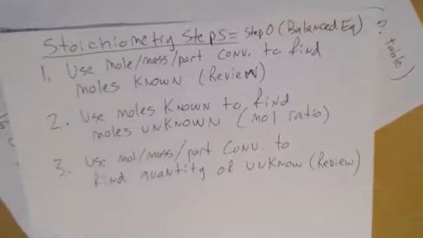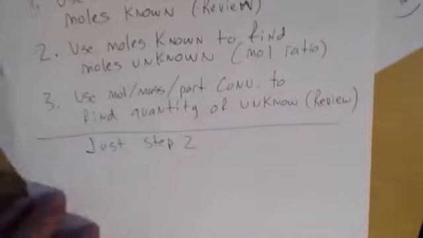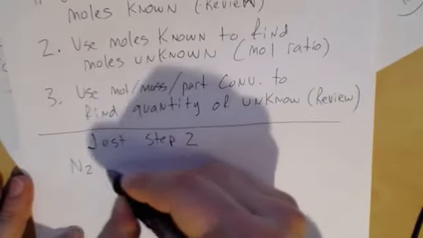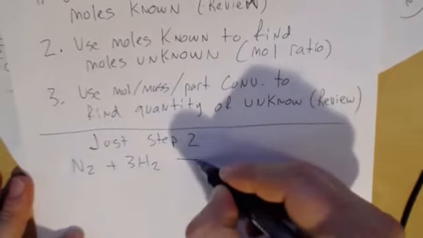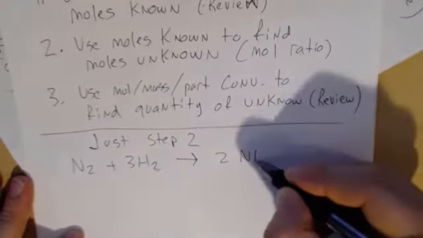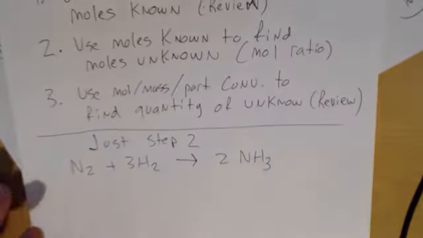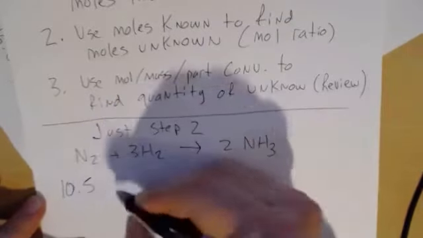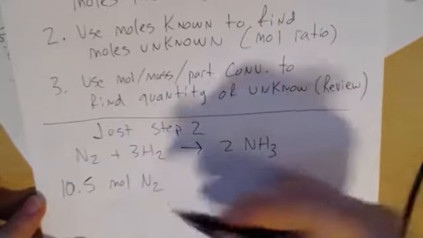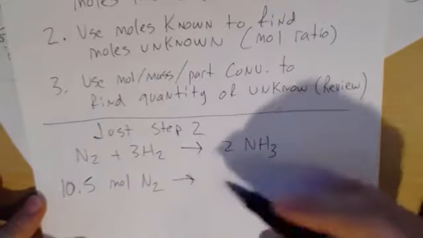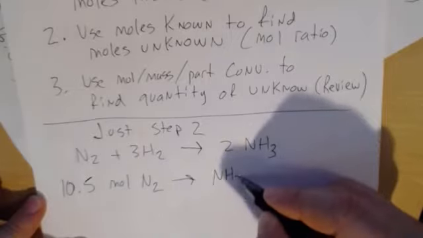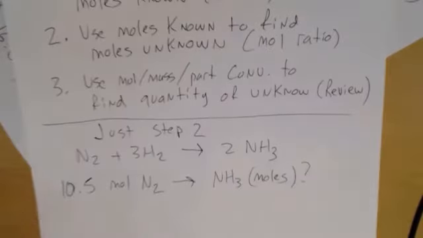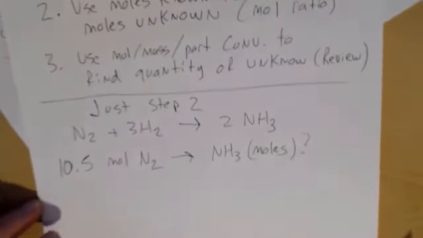So before we do that, let's do just step 2. Let's use the same equation. I still need the balanced equation: nitrogen plus 3 hydrogen goes to 2 ammonia, right? If I have 10.5 moles of nitrogen, how many moles of NH3 will form? Can we do that?